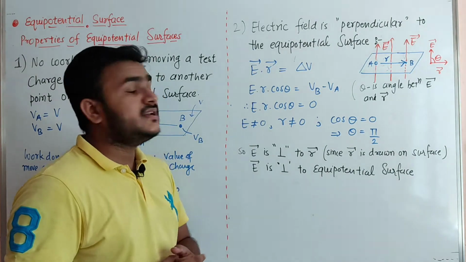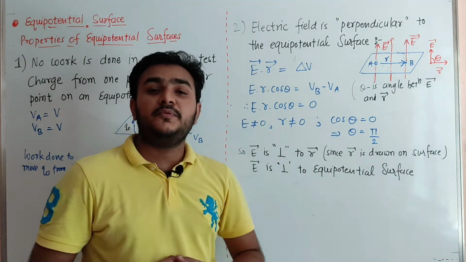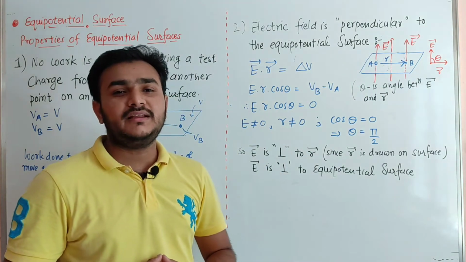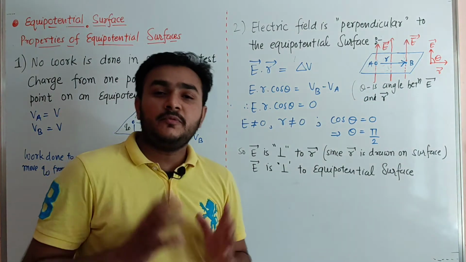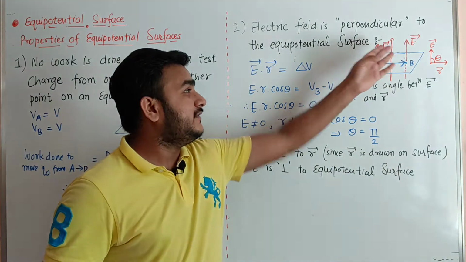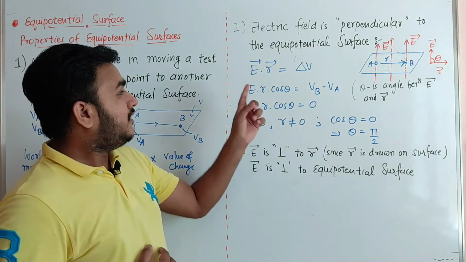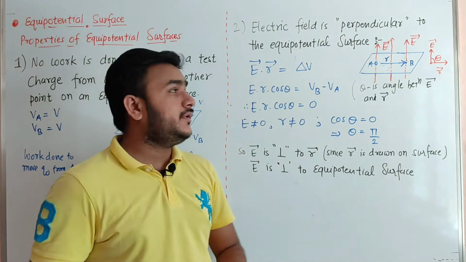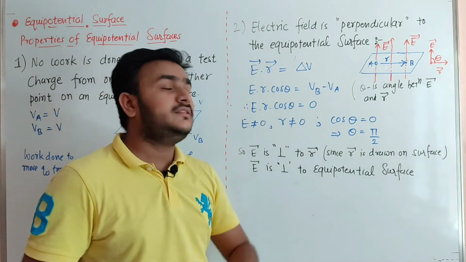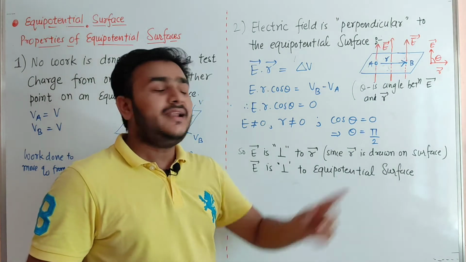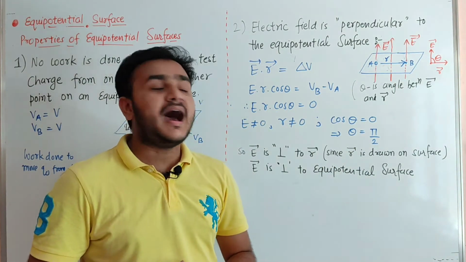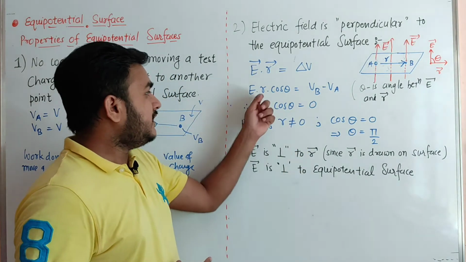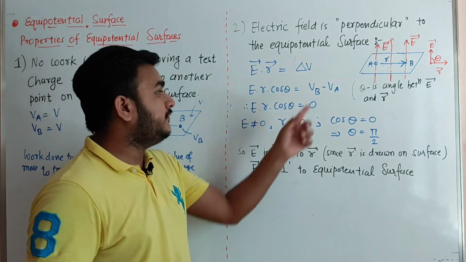Now, in order to understand this property, consider the equipotential surface and two points A and B drawn on the equipotential surface. Here, the equipotential surface is drawn in the electric field E. Now, if I draw the position vector of B with respect to A, it will be lying over the equipotential surface, and consider it as R. So E dot R is equal to delta V, we know. So E R cos theta is equal to VB minus VA.